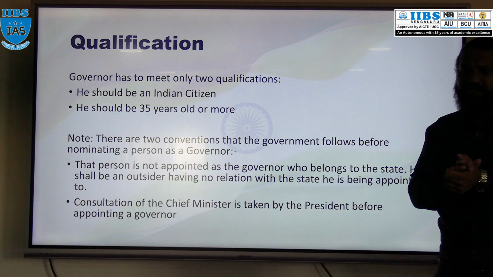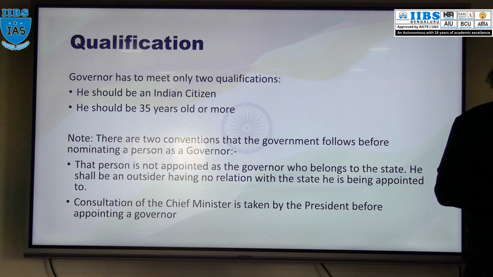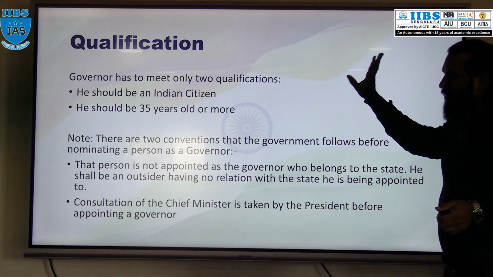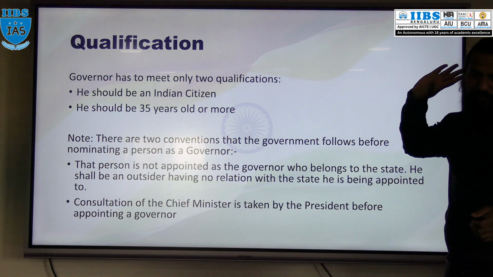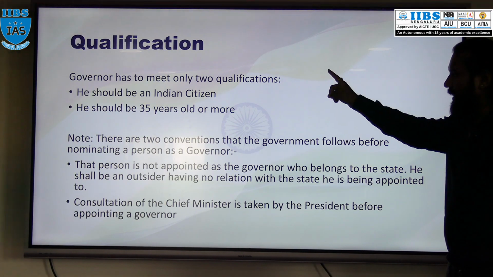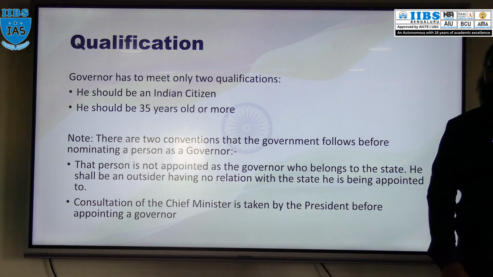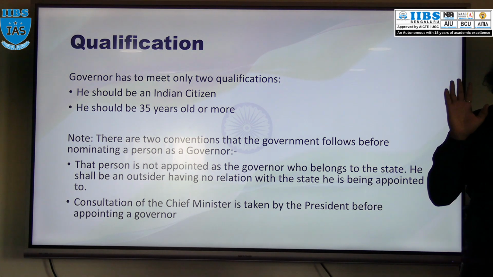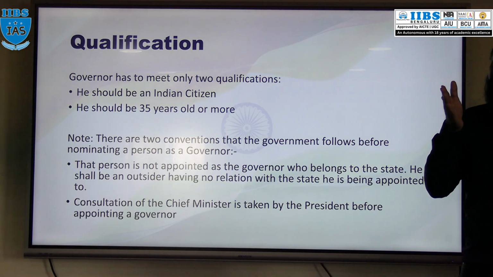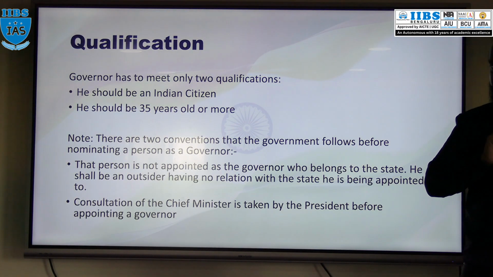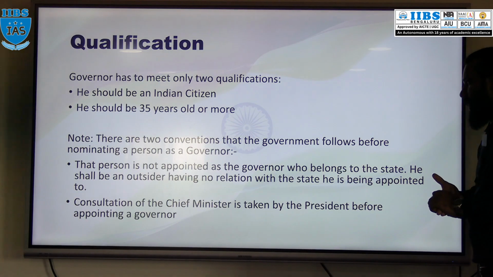In the Constitution, for the President they have mentioned a lot of qualifications, for MP, Prime Minister, but regarding the governor, in the Constitution only 2 qualifications are mentioned. What are those 2 qualifications? First, a person must be a citizen of India, and a person should not be less than 35 years of age. That's all. Only 2 qualifications are mentioned in the Constitution. But there are conventions also.